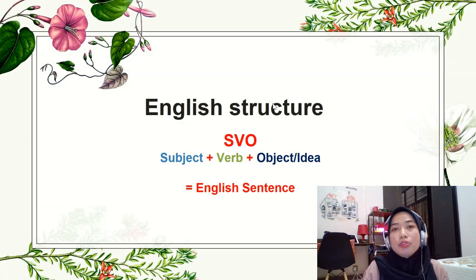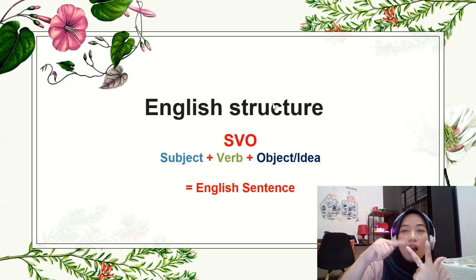Right. In order for you to have a grammatically correct English sentence, the rule of thumb, the standard active voice of constructing an English sentence, is that your English sentence should consist of a subject, a verb, and an object or an idea. Then you put a full stop. With these three components, you would be able to create one grammatically correct English sentence. Okay? Subject, verb, object, and idea.